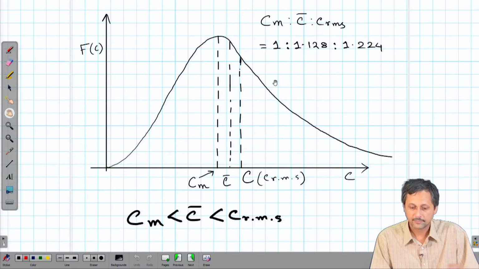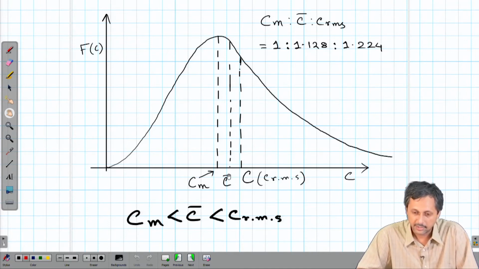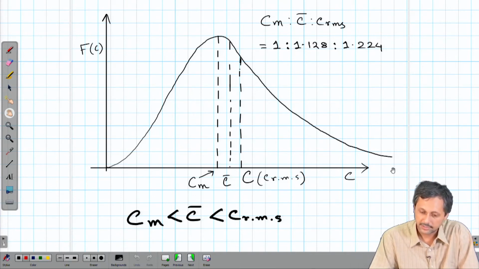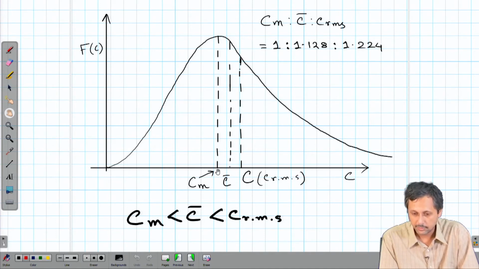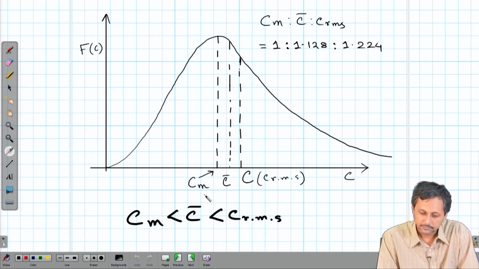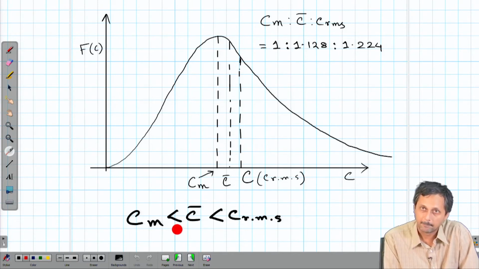So, once we plot that, it is just a qualitative plot. I am not using exact numbers here, but if I draw the distribution function like this, the lowest one will be the most probable speed, which corresponds to the topmost point of the distribution function, and this we denote with Cm. Then we have the mean speed, which is C bar, and then we have the RMS speed, which is either capital C or C RMS, and we see C RMS is greater than C bar, which is again greater than Cm.